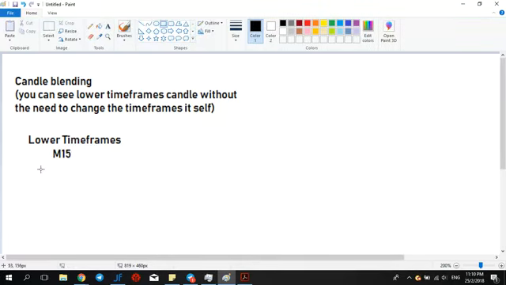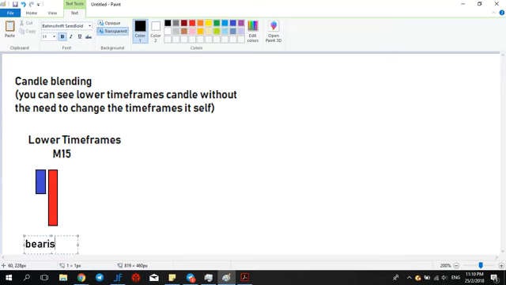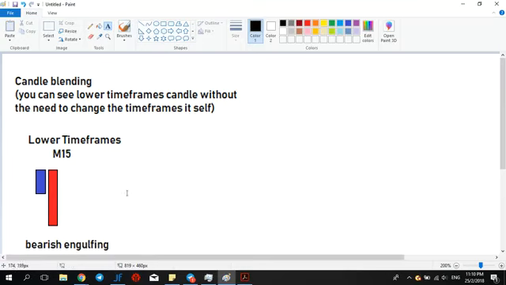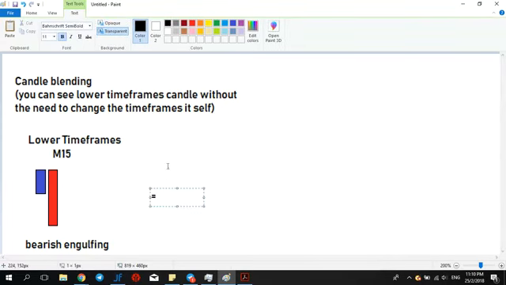It will have something like this. Two candles, and then something like this. Let's color this. This is a bearish candle, and this is the bullish candle, for example. So this is called a bearish engulfing. These two candles in the higher time frame, you will see something like this, equal to the higher time frame.